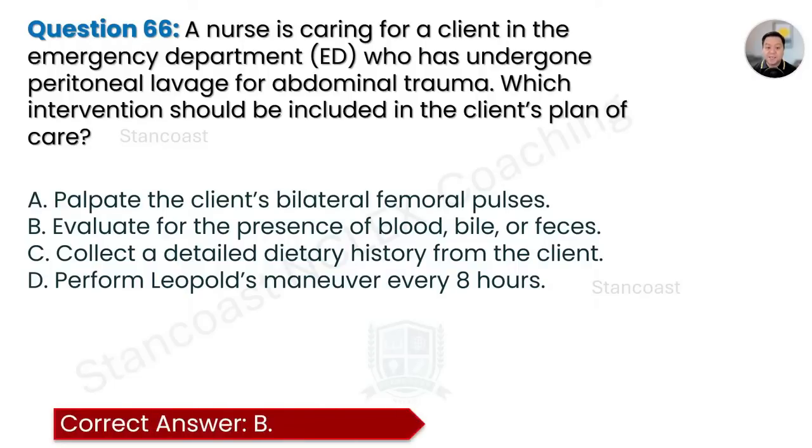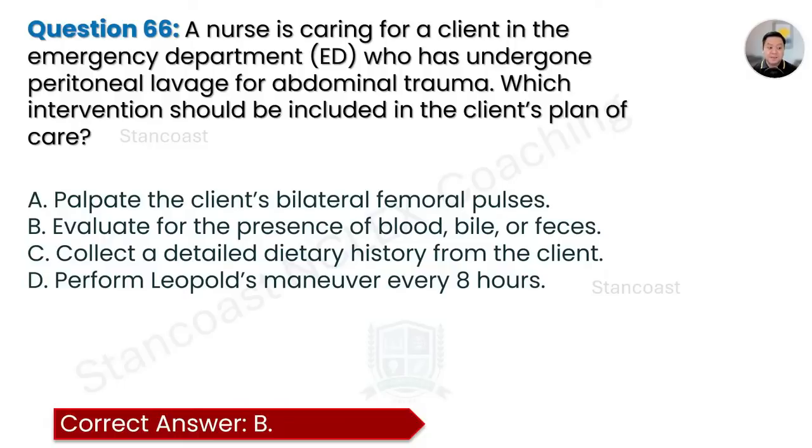The answer is letter B, because peritoneal lavage is a diagnostic procedure used to detect blood, also bile or feces in the abdominal cavity, and this will indicate internal bleeding or possibly organ injury. And so if these are found, a surgical intervention is often required immediately. Now, if you selected letter A, this is incorrect, because palpating the femoral pulses can assess blood flow to the extremities, but is not directly related to the purpose of the peritoneal lavage.